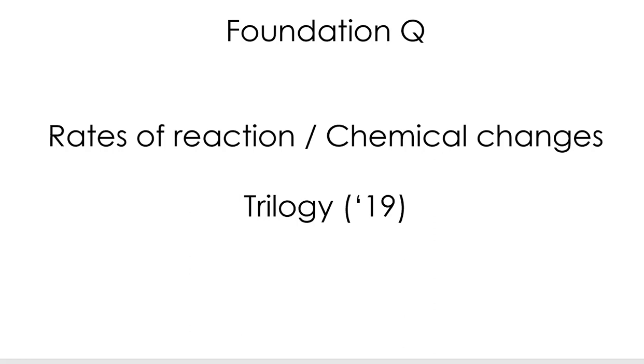This is an AQA GCSE chemistry question paper from the Trilogy 2019 paper, and it's a foundation tier question. It covers rates of reaction and chemical changes. I'm going to put the question up first so you can have a go, pausing, and then we'll review.